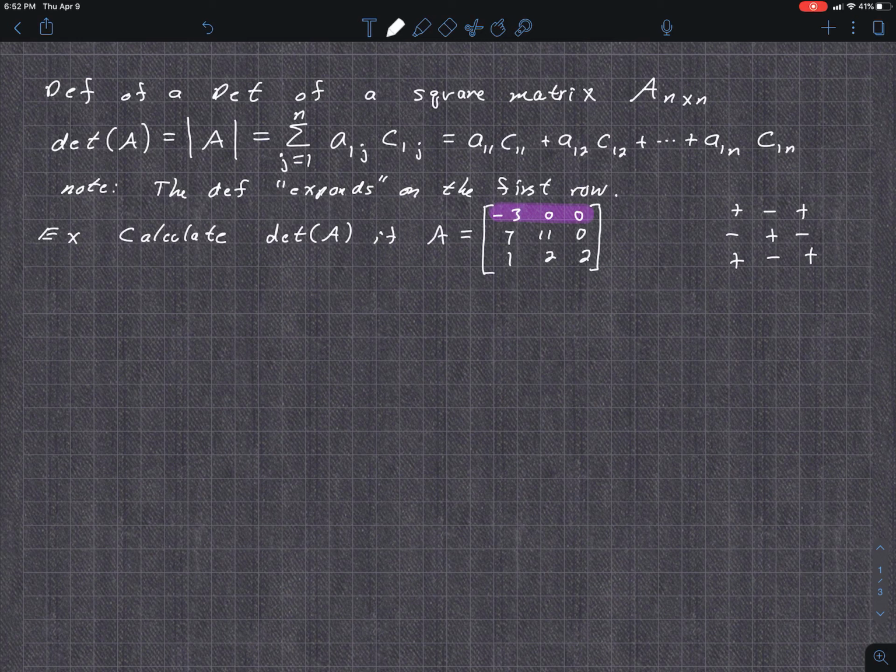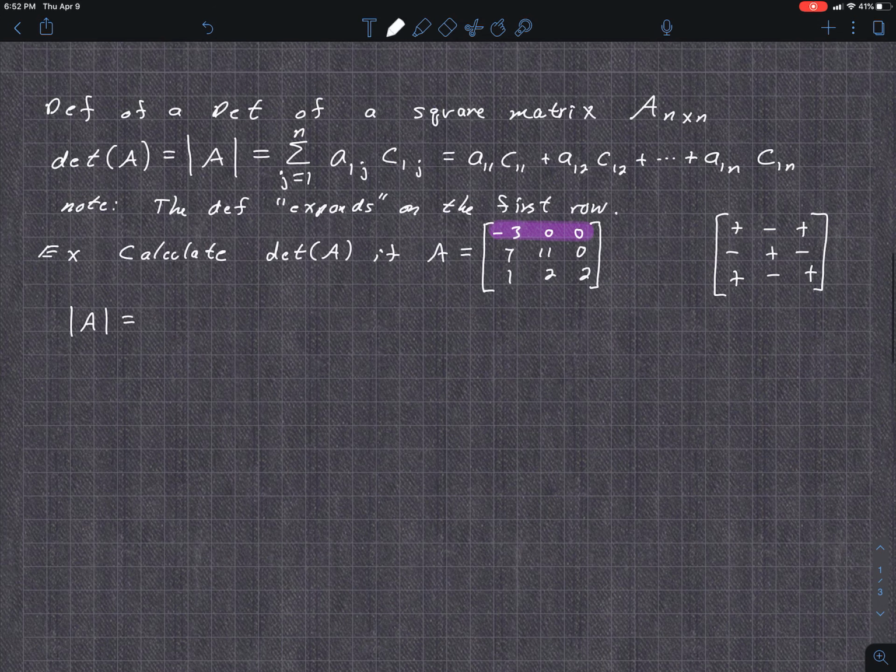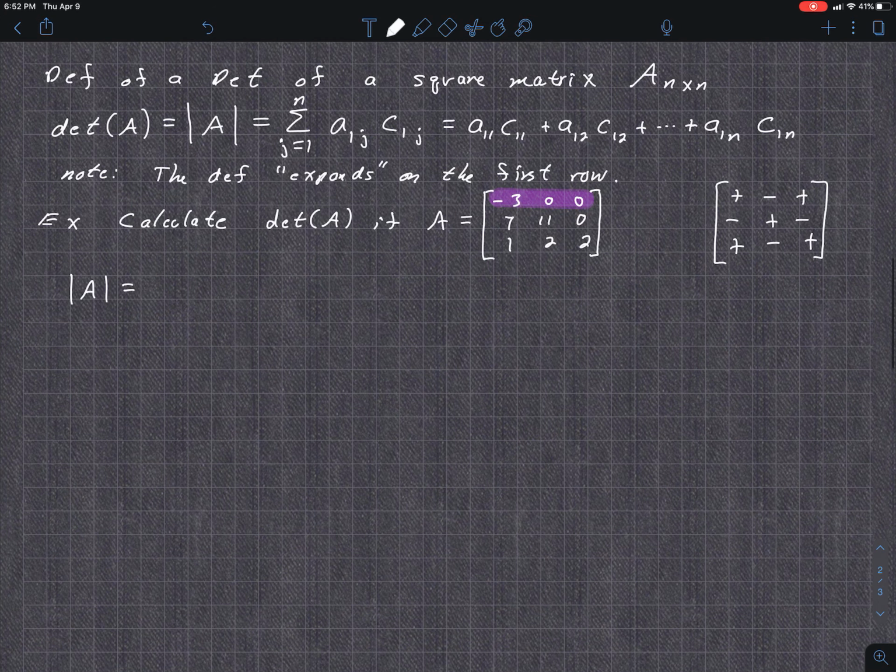Do a sign chart. So you do plus, always start in the upper left is plus. So plus, minus, plus, minus, plus, minus, plus, minus, plus. If you do this sign chart, then you know what those cofactors are. The minor you calculate by crossing it out. So that's really how you want to do it.